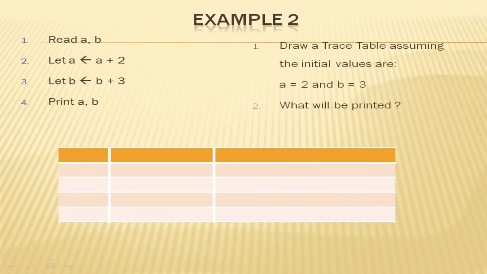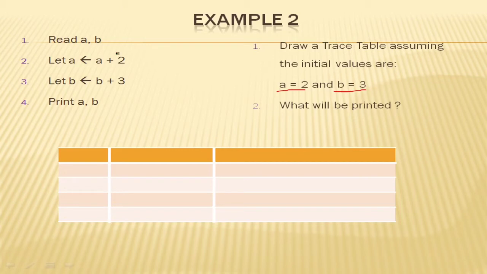Alright, so the second example is asking us to draw a trace table assuming the initial values are a equal 2 and b equal 3, and the second question says what will be printed, right? Now from the first example we know that when we're drawing a trace table for a code or pseudocode or algorithm, what we're going to do is first identify the number of variables that we want to trace in the code, pseudocode or algorithm given, right?